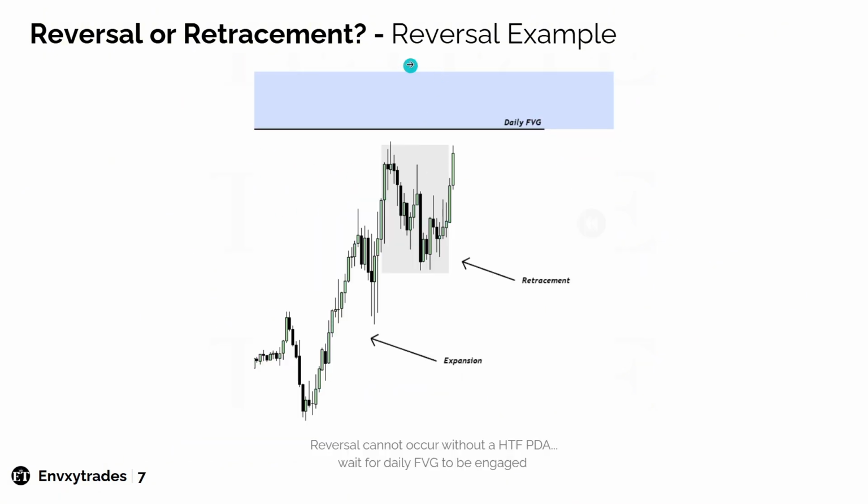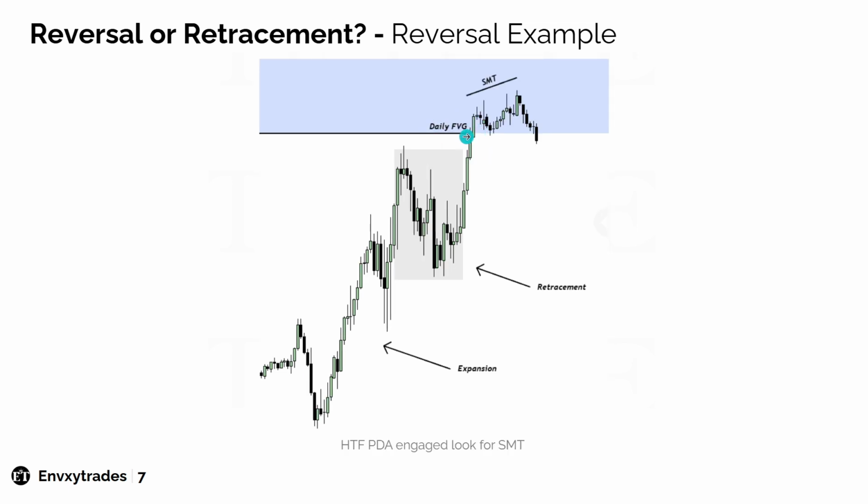Now we can take a look at a reversal example. We can analyze this chart right here. We have this nice expansion here, and we're taking this as a retracement. Why? Because the daily fair value gap has not been met, and that is the higher time frame drawn liquidity. The reversal cannot occur without a higher time frame IPDA, so we would wait until the daily fair value gap is engaged and treat this as a retracement leg.